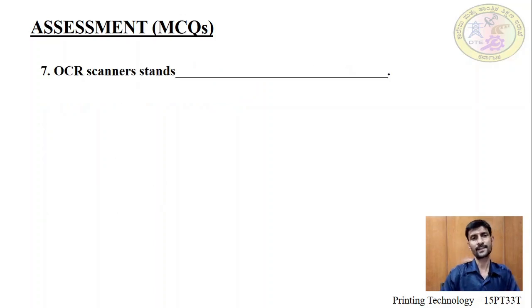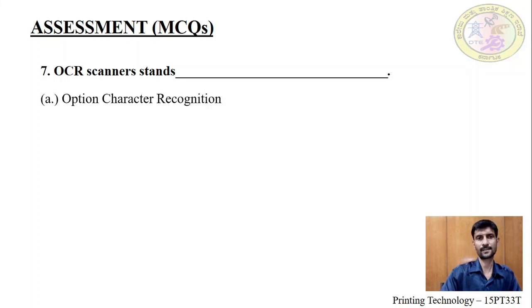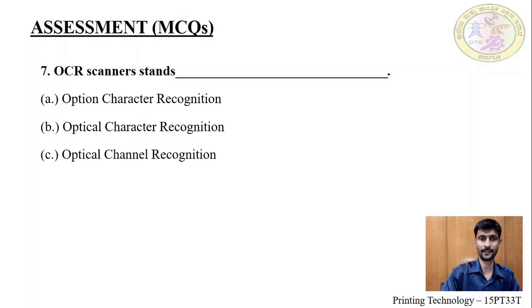Next, OCR scanner stands for. The options are option character recognition, optical character recognition, optical channel recognition, and none of the above. Optical character recognition comes with the device itself, which captures the typed matter as scanned and converts it for further editing in a system. After that you can store it in the system. Without an optical sensor it cannot capture the images. This is the clue to answer this question.